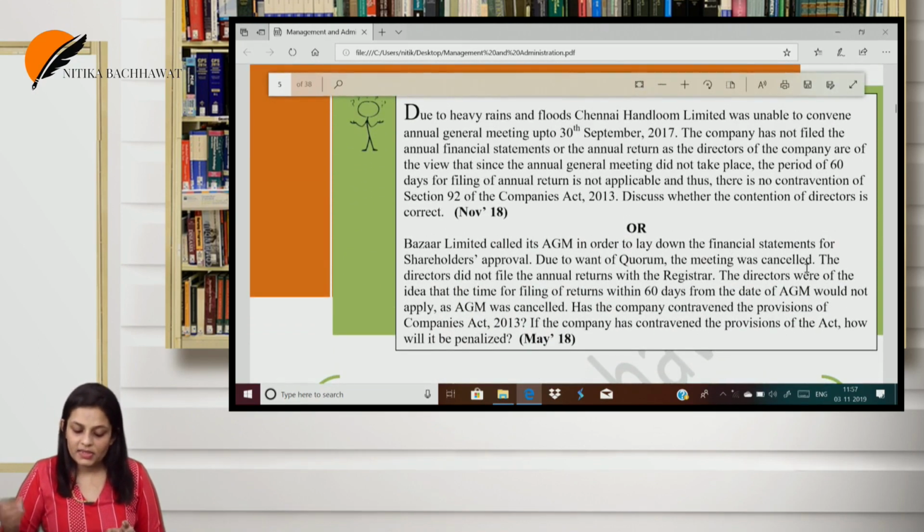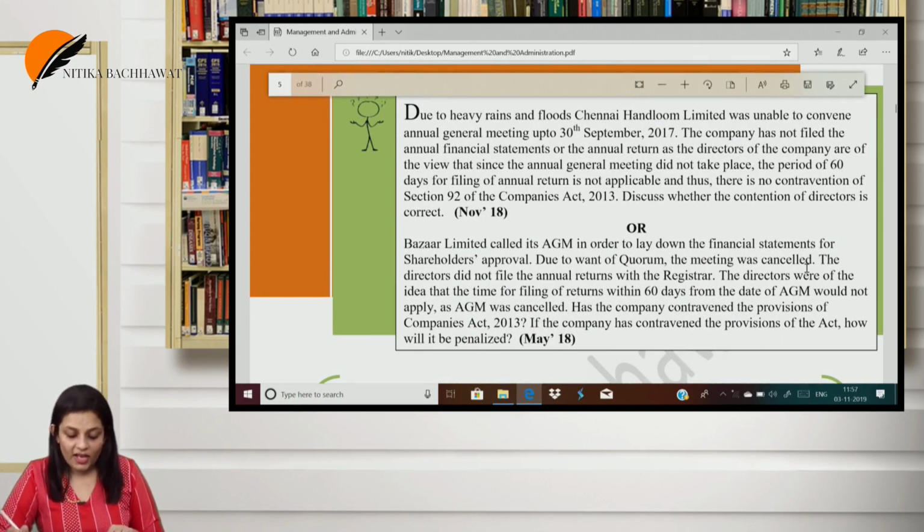Due to heavy rains and floods, Chennai Handloom Limited was unable to convene the annual general meeting up to 30th September 2017. The company has not filed the annual financial statement or the annual return, as the directors of the company are of the view that since the annual general meeting did not take place, the period of 60 days for filing of annual return is not applicable, and thus there is no contravention of section 92.